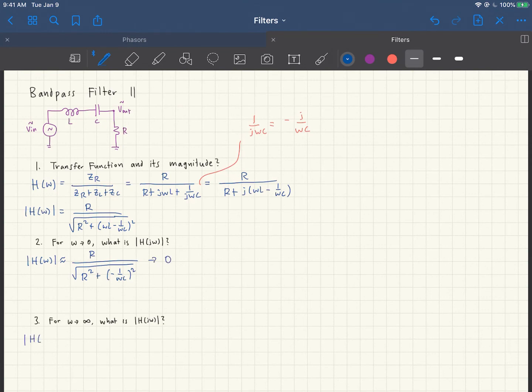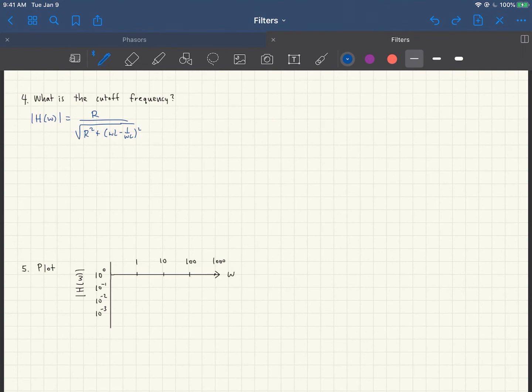Similarly, for omega going to infinity, if we take a look at the original transfer function, omega L will be really large, whereas 1 over omega C will go to 0. So this is approximately equal to R all over the square root of R squared plus omega L squared. And as omega is really, really large, this term omega L will be really, really large, meaning the denominator is really large, so this will go to 0 as well.